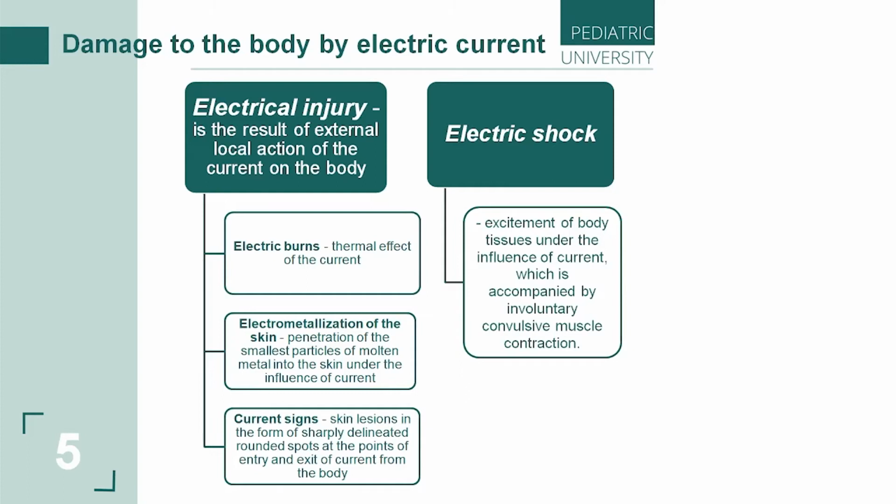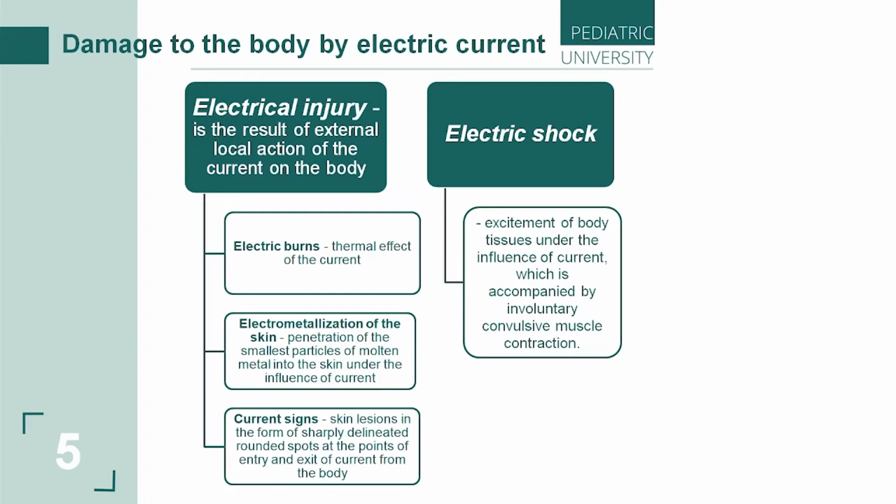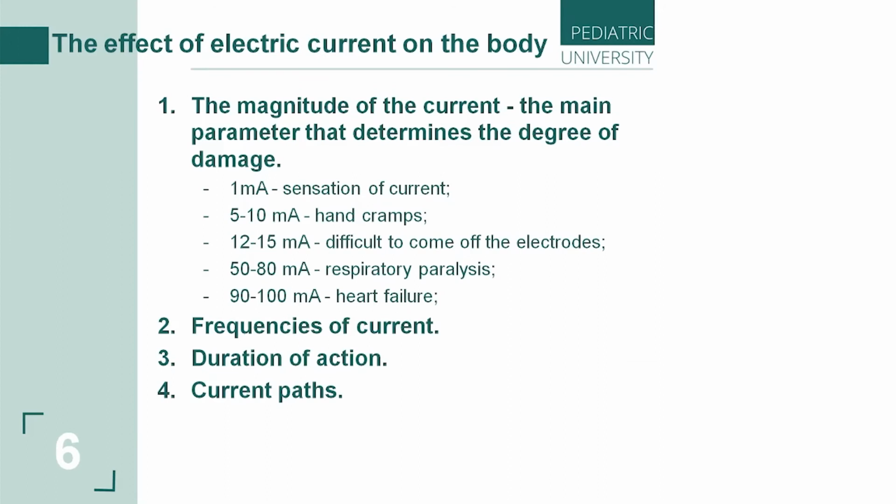So let's continue. The effect of an electric current on the body depends on a large number of different factors. Yeah, we know that the effect of electric current, the types of electrical injury or electric shock, depends on a large number of different factors. The main ones are the magnitude of the current, determined by voltage and body resistance applied to the body, the type and frequency of the current, the duration of exposure, and the path of the current.